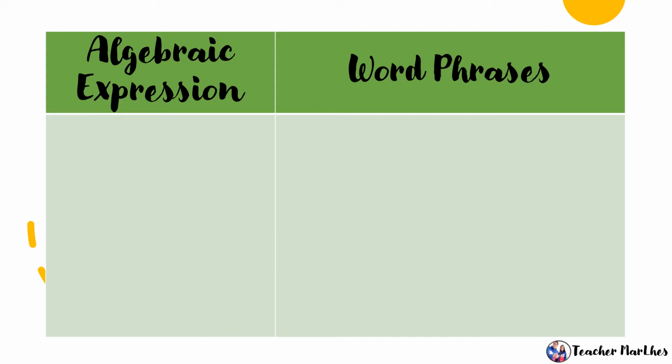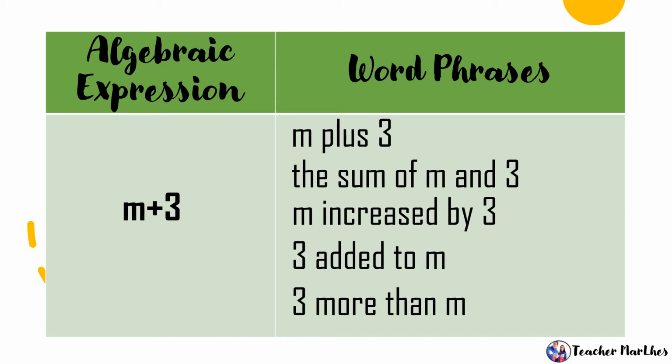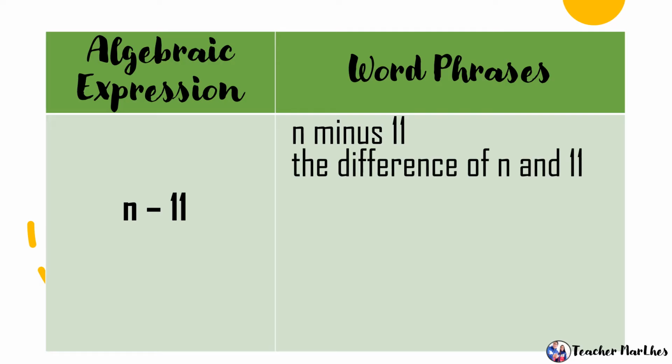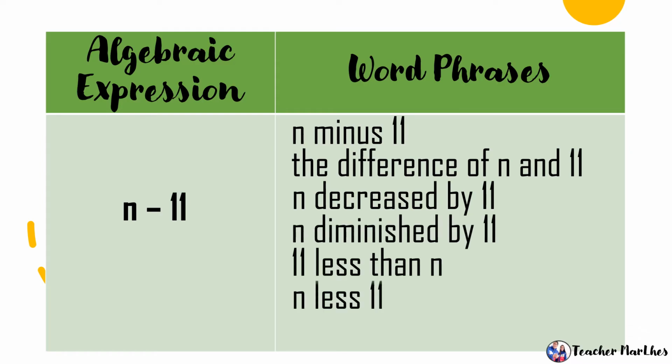Now, let's study how the different word phrases can be translated or written as algebraic expression. Let's have the expression m plus 3. So it can be written as m plus 3. So we will use the keywords that we enumerated a while ago that are associated to addition. So we have the sum of m and 3, m increased by 3, 3 added to m, 3 more than m. For n minus 11, it can be translated to n minus 11. We will use the keywords associated to subtraction, such as the difference of n and 11, n decreased by 11, n diminished by 11, 11 less than n, n less 11, 11 subtracted from n.